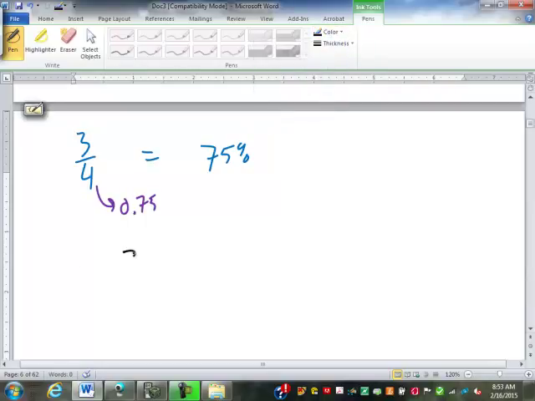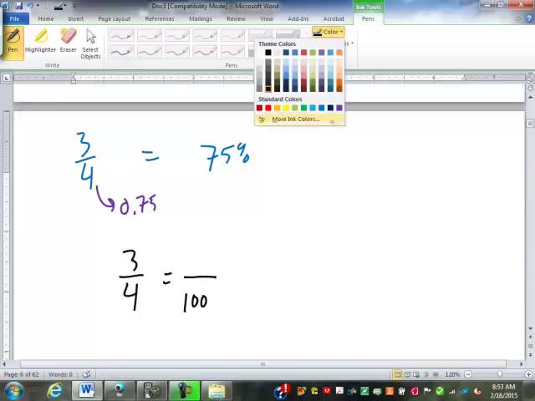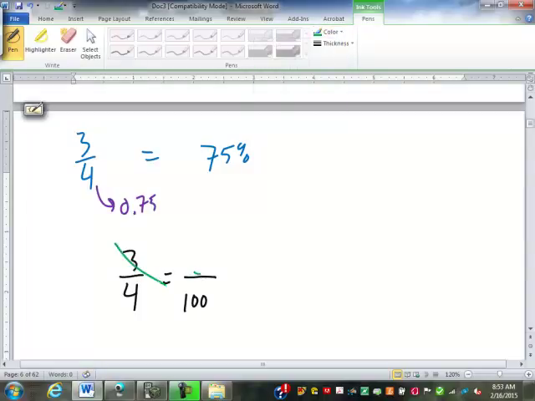Or we can do this. 3/4 can be thought of as 3 out of 4. A percent is always out of 100. We can set up a proportion like this. And to find the missing number here, we can cross multiply and divide. 3 times 100 is 300. Divided by 4 is 75. So it's 75 out of 100, or 75%.